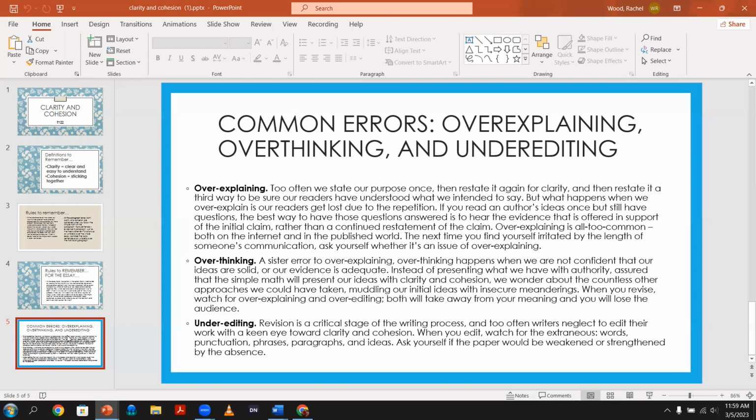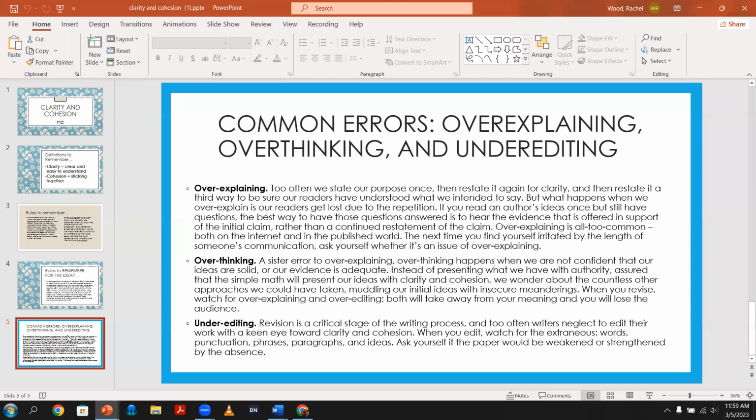And then overthinking. Overthinking, it's kind of a sister error to over-explaining. It happens when you're not confident. You don't feel that your ideas are solid or that your evidence is adequate. So instead of presenting what you have with authority, you really wonder about other approaches you could have, should have, would have, because you're insecure and find yourself going off on a tangent. That's sort of the squirrel moment that I was talking about earlier in the video. When you revise, you want to look for over-explaining and overthinking, because it takes away from your meaning and you lose the audience.